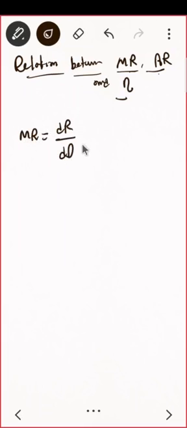So I need to give a relation between marginal revenue, average revenue, and elasticity of demand. So I want to give a relationship between MR, AR, and nu. What is MR? Marginal revenue, that means derivative of revenue. So it will be dR by dD, correct? And where R is given as P into D. Let us make a habit of writing P small, P into D.